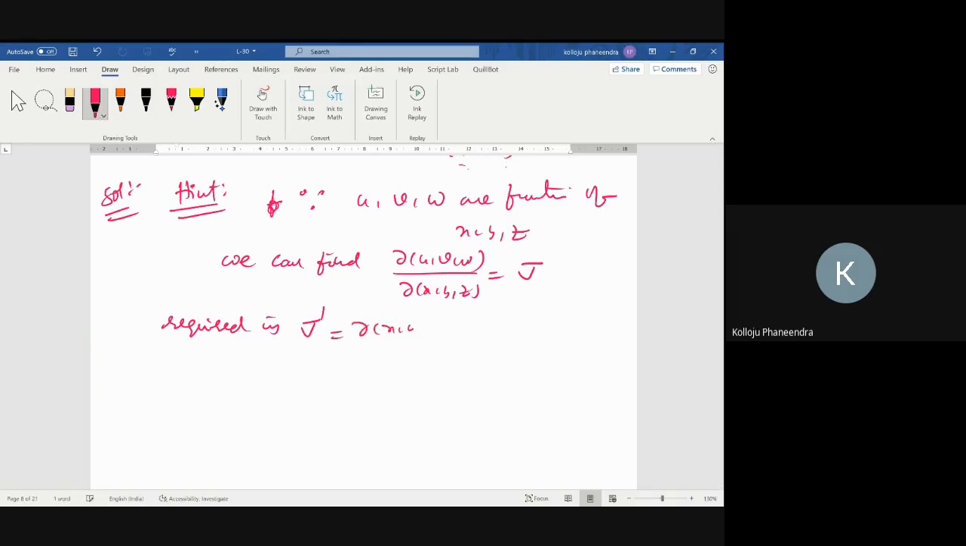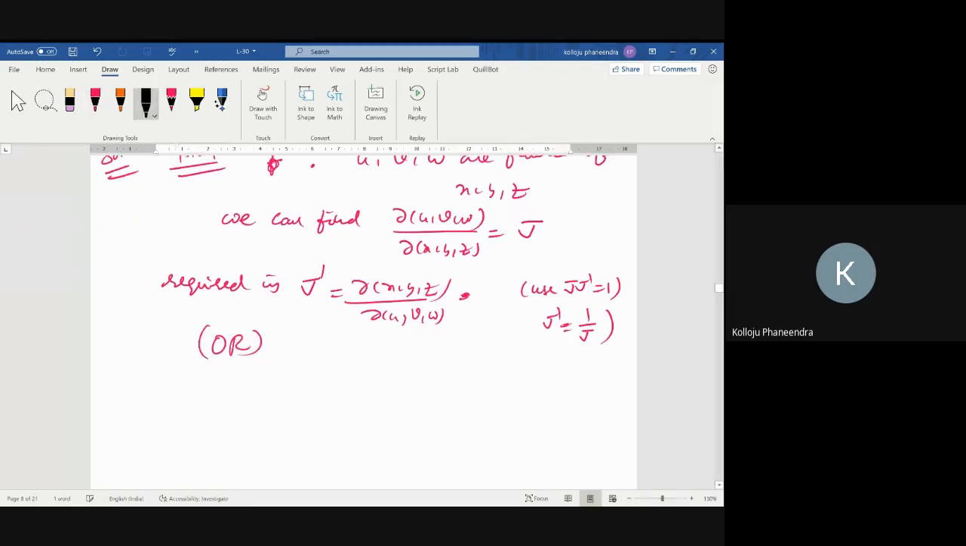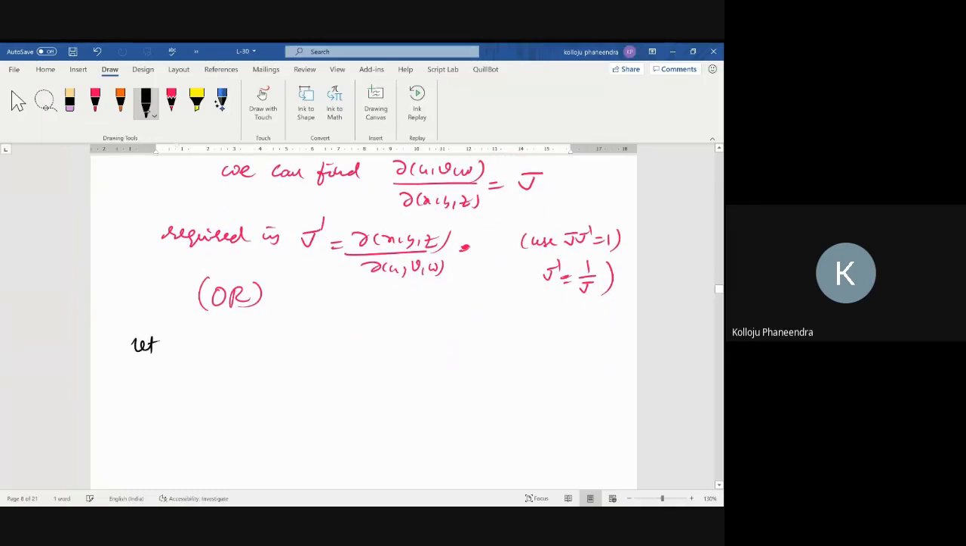Required is J dash, that is ∂(x, y, z) by ∂(u, v, w). That's it. Use J into J dash equal to 1. So J dash is what? 1 over J. If you want to apply that implicit function definition, you have to define the functions.